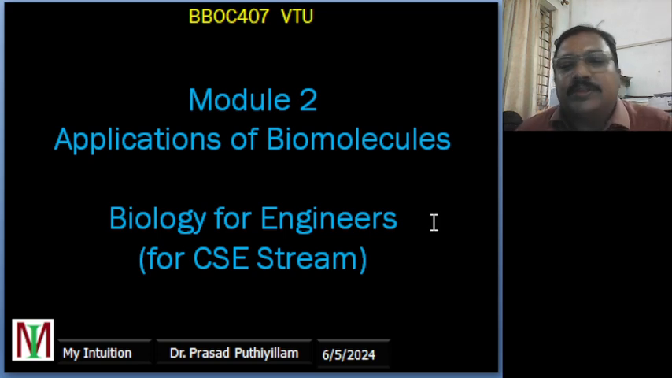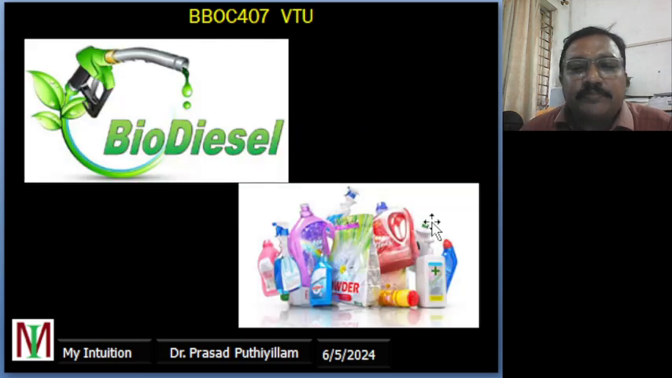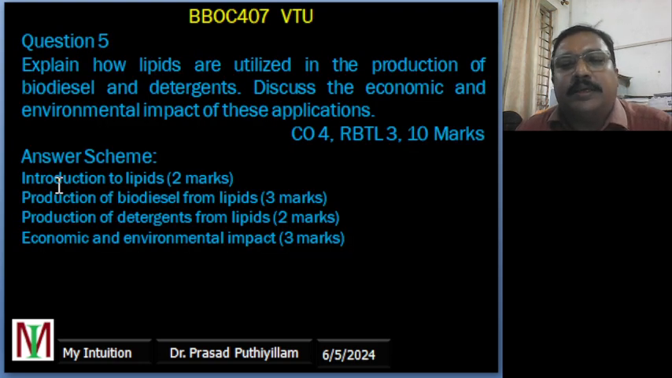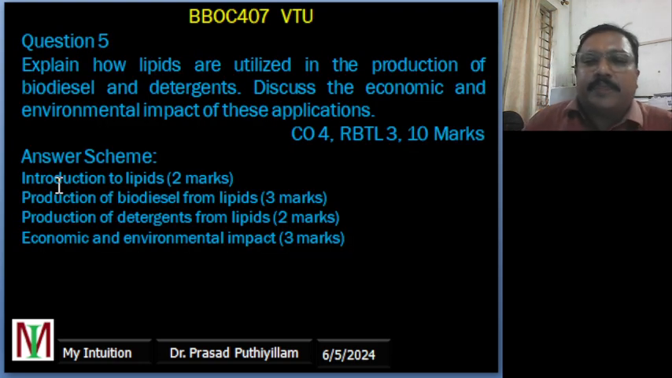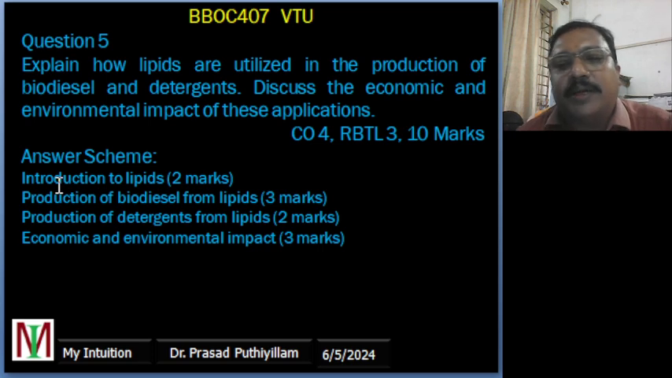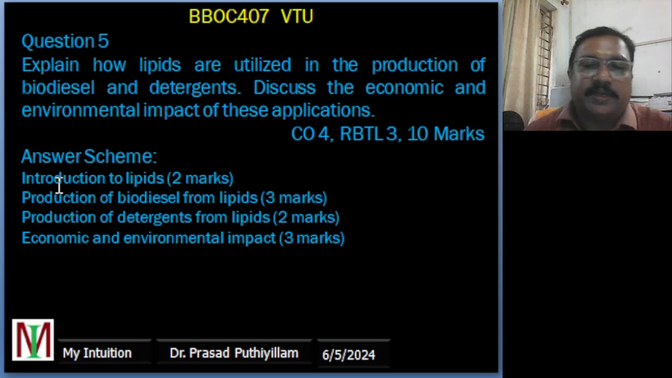Okay, so module 2 is application of biomolecules, discussing mainly biodiesel and detergents, and how the lipids are utilized in the production of biodiesel and detergents. Discuss the economic and the environmental impact of these applications. It is connected to the fourth course outcome, CO4, with level 3 and carrying 10 marks.